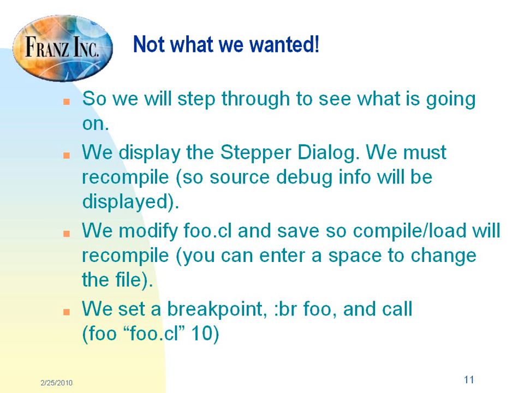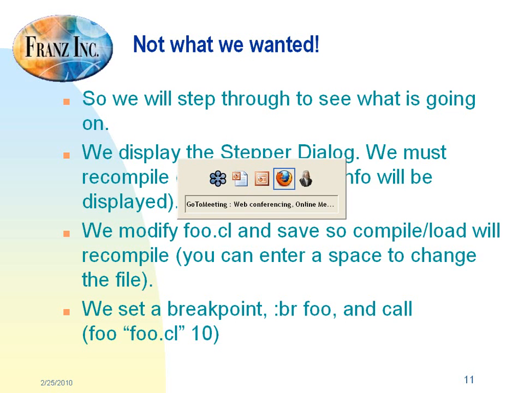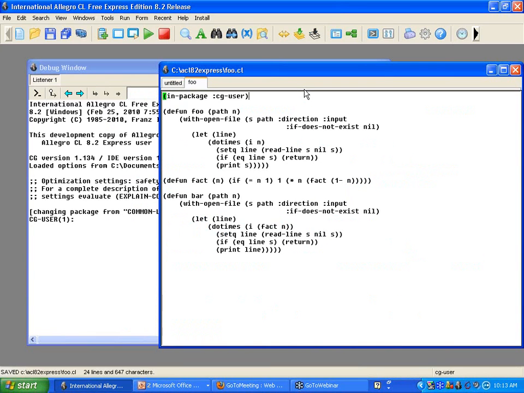Well, enough of the slides for a moment. Let's actually go and look at all of this in an example. So I'm going to bring up Allegro Common Lisp, hopefully. Let's see, there we go. And as you can see, we have Allegro Common Lisp displayed here. We have a debug window, and we have an editor which is open to my file, foo.cl, and here's the definition of foo right here.